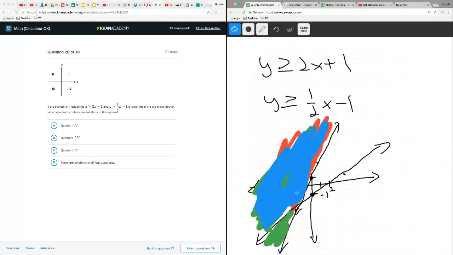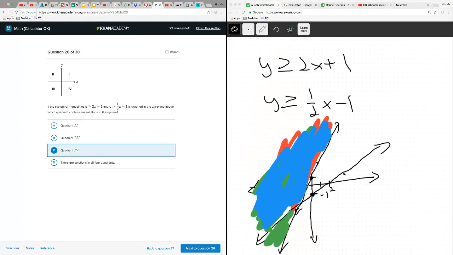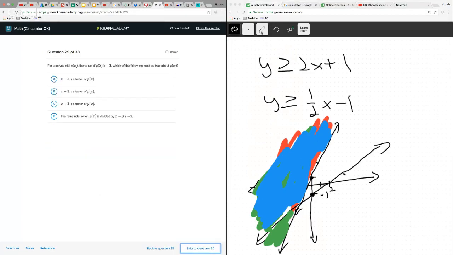And it looks like we have solutions in quadrant 3, quadrant 2, and quadrant 1, but nothing in quadrant 4. And that's what they're asking. Where do we not have any solutions? And that is quadrant 4, right? It's all white there. That's it.